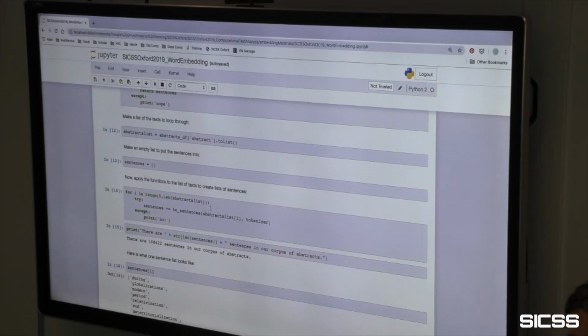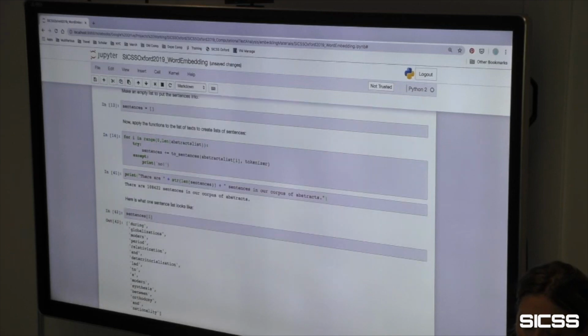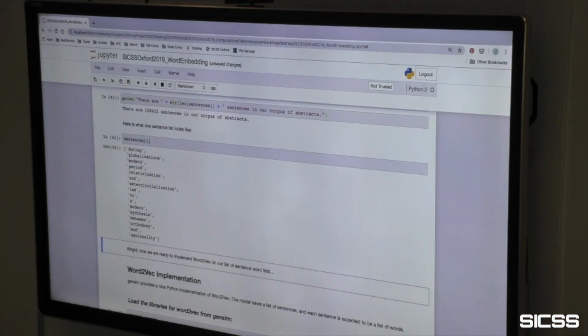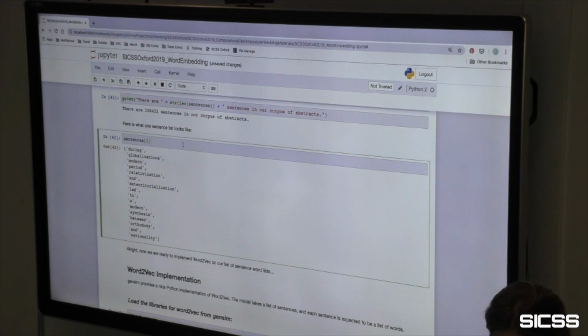Then you make that list of texts to loop through, and I created an empty list to put each sentence into. And I apply those functions. So ultimately, in that corpus of abstracts, we have 108,422 sentences. An example of one of those sentences is "during globalization, modern period." So we've removed some of the stop words and stuff. That's why it doesn't make sense. Not all of them, though, evidently. Maybe I do that later on.